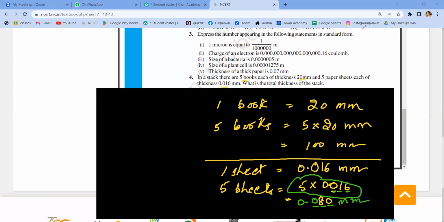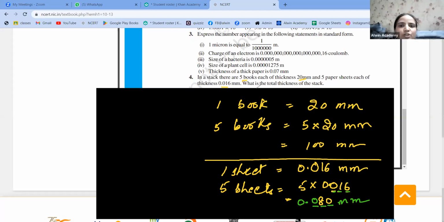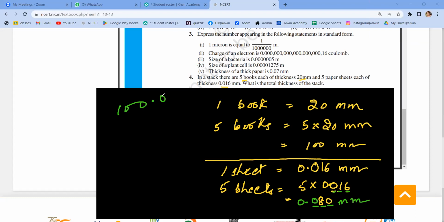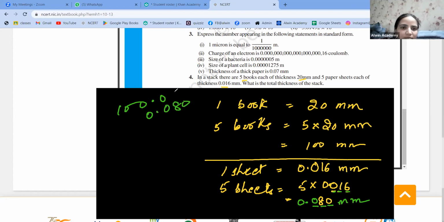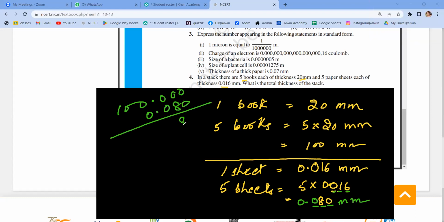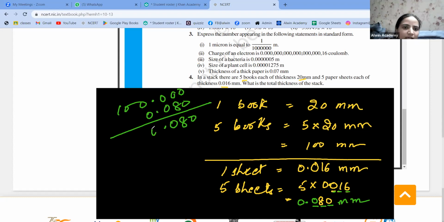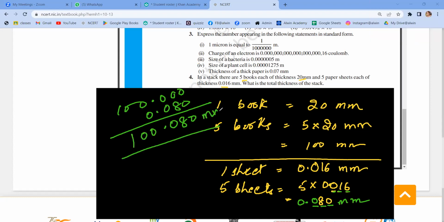Now they have asked what is the total thickness of the stack. So what is the total thickness? That is 100 plus 0.080. Now how to add? This is 0.080 only and this is 100.0. So 100.0 plus 0.080 is 100.080 millimeter.